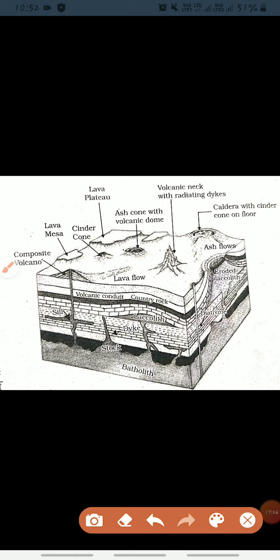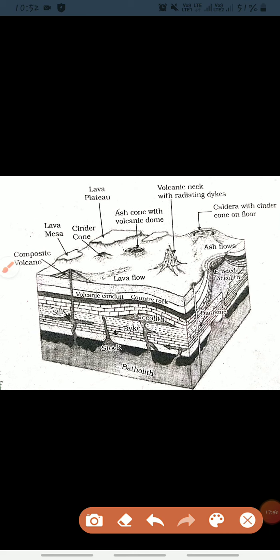Clear? And another one is dikes. When the lava makes its way through cracks and fissures developed in the land, it solidifies almost perpendicular to the ground. So it gets cooled in the same position to develop a wall-like structure. Such structures are called dikes.